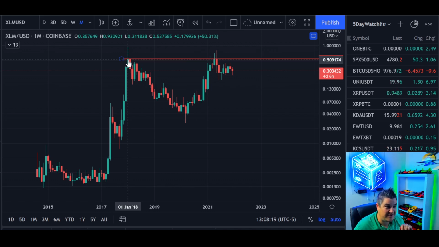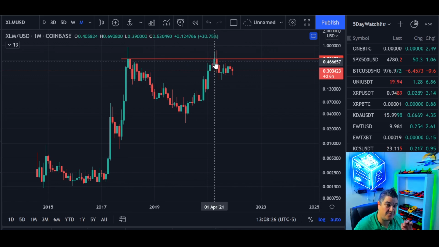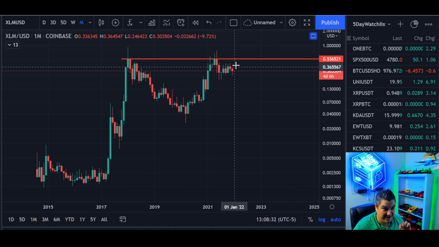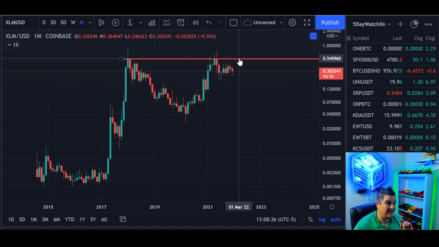We closed this one at 53 cents. So if you see a monthly candle closing above 53 cents, wake up. It's probably time to get back into XLM. Yeah, this will be the load zone. Closing at 54 cents, something like that. XLM on a monthly scale, very bigly.